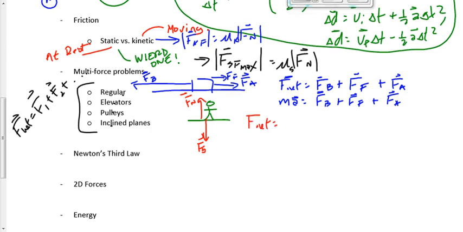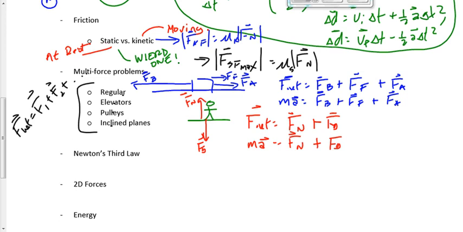Bottom line is, what do we do? F net is equal to the sum of the forces. In this case, instead of FB plus FF plus FA, it would be FN plus FG. And then what do we do next? We say M times A is equal to the sum of the forces. FN, not the net force, the normal force, plus the force of gravity. See how these two problems are really the same question? Except the first question has three forces, second one has two forces. First one is horizontal, second one is vertical. Same deal though. FN is positive, FG is negative.